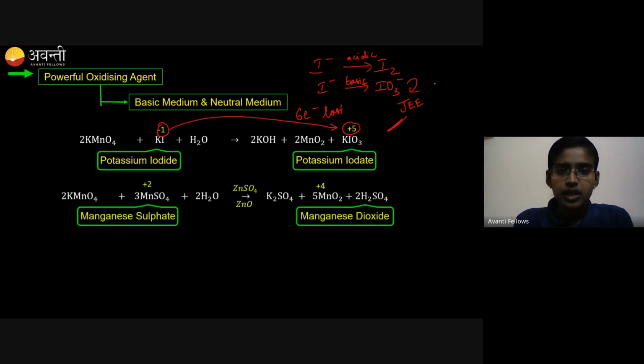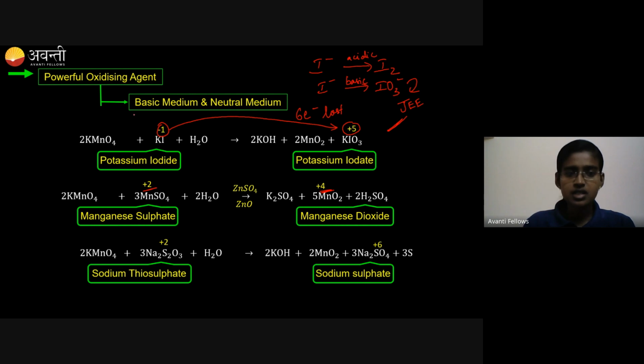Now, it can also oxidize manganese +2 state to manganese +4. Manganese sulfate is getting converted to manganese dioxide. And this is the manganese from potassium permanganate. This particular manganese is oxidizing a manganese salt. So, this manganese is different from this one. This is the oxidizing agent and this is the compound which is getting oxidized.